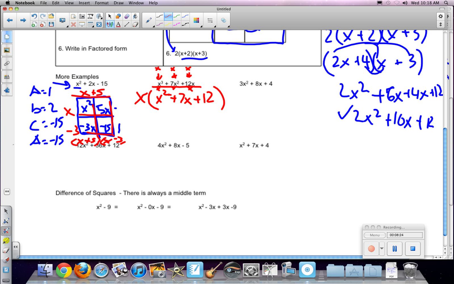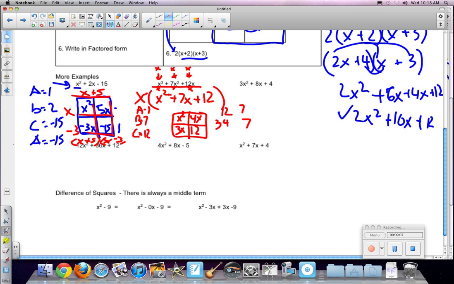Once again, I multiply a times c. My a is 1, my b is 7, and my c is positive 12. So 1 times 12 is 12, and I'm looking for factors of 12 that add to 7. I know that 12 is the same thing as 3 times 4, and that adds to positive 7. So that's our guy. I'm going to say x squared, plus 12 down here, and then 3x and 4x.